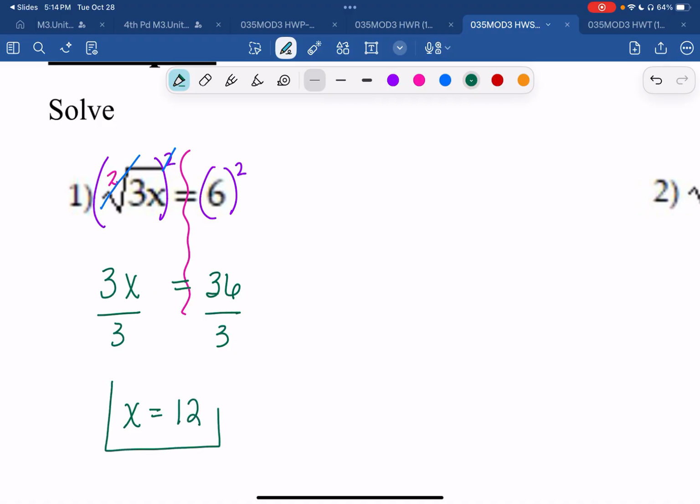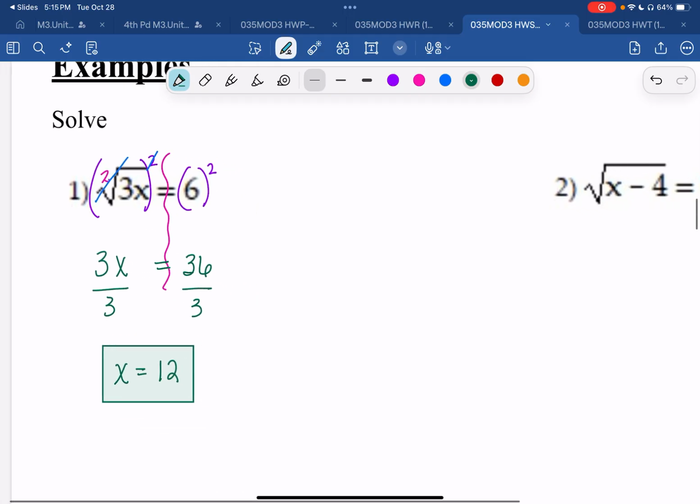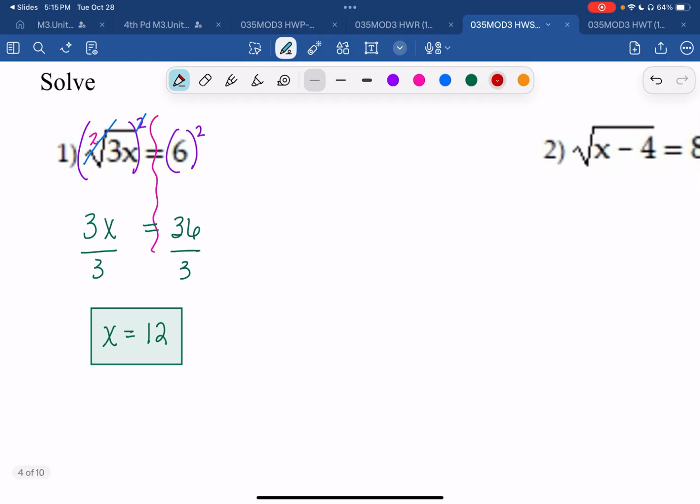And then my final step just needs to be to check it. To check it, we can plug it back in. So check, we're just going to put the square root of 3 times 12. And so that gives me the square root of 36, which equals 6, and we're good. Okay, let's try another one.